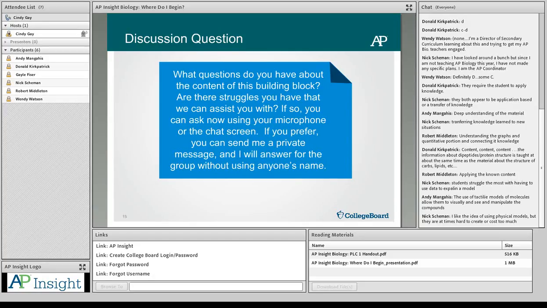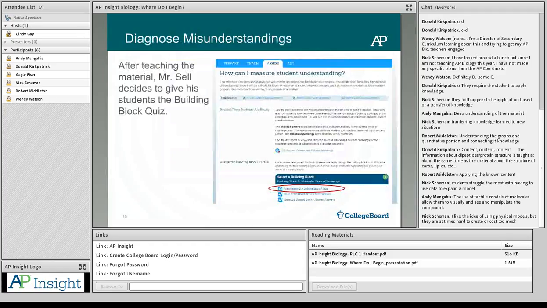And so we're going to continue on, though, now with our case study. Mr. Sell's been teaching the building block concepts, and now he decides to give them the building block quiz. And note that you can find the building block quiz. You don't have to bring it up right now, but just notice that this is where you would find the building block quiz under the Prepare tab.